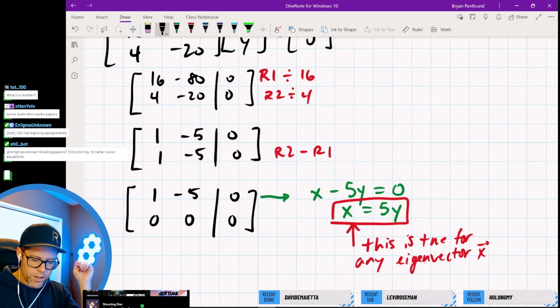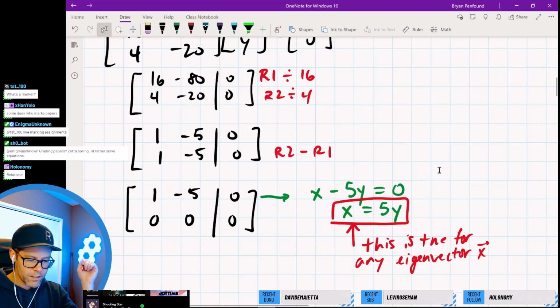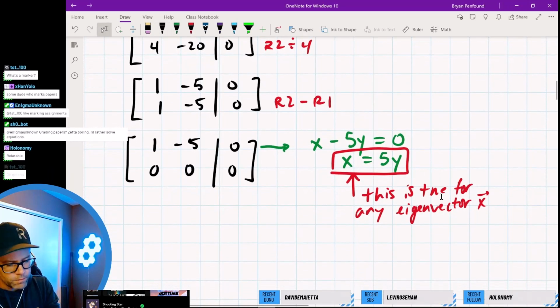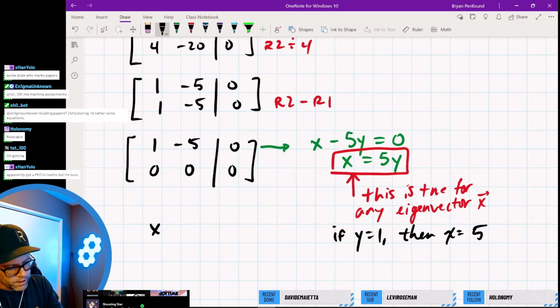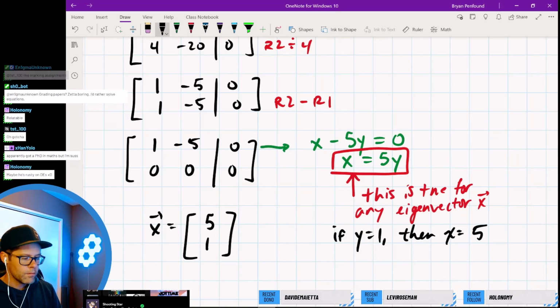Now, we do want to make sure that we pick a non-zero eigenvector. So let's take maybe y is equal to 1. So if y is equal to 1, then we have x is equal to 5. So a particular eigenvector could be 5, 1. That should do the trick.